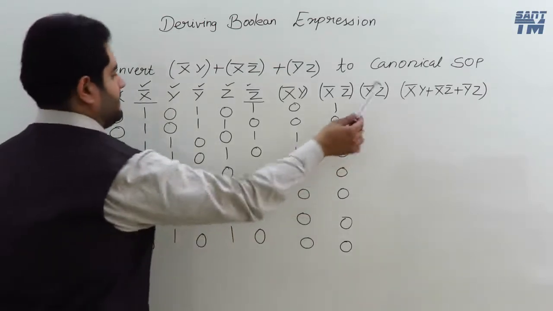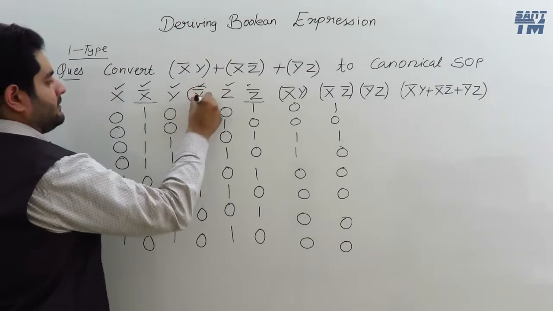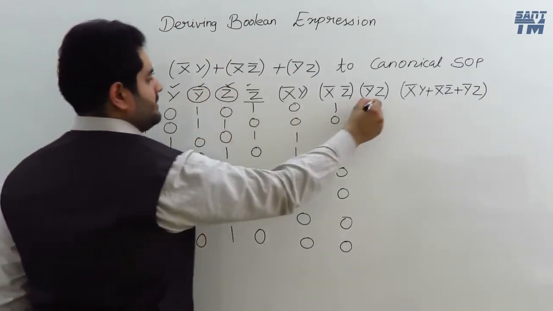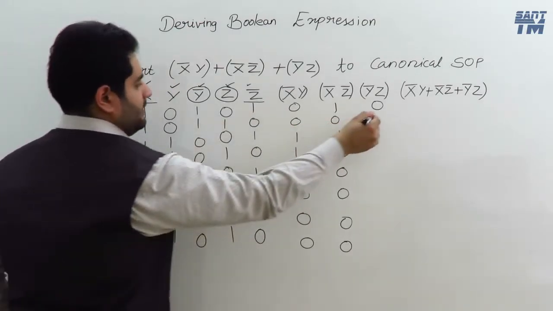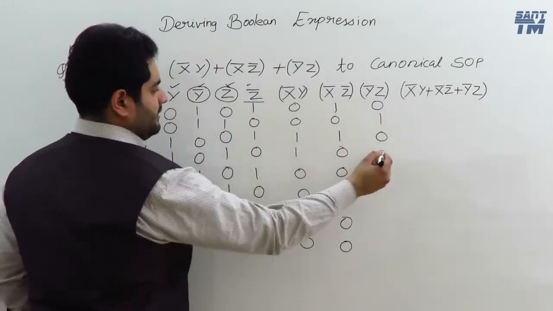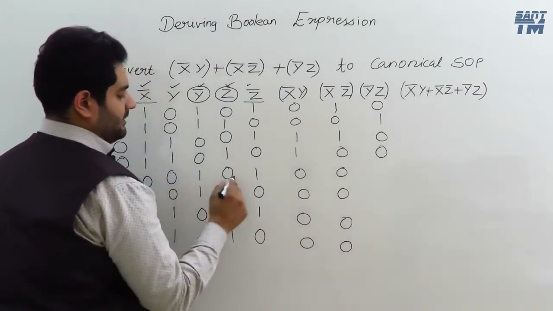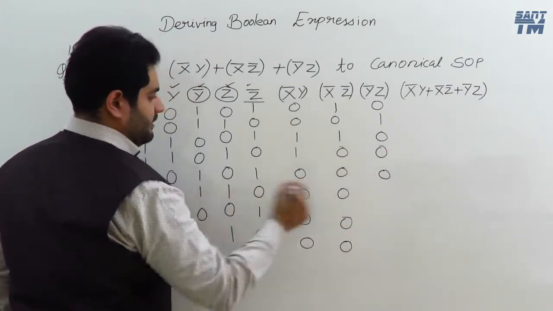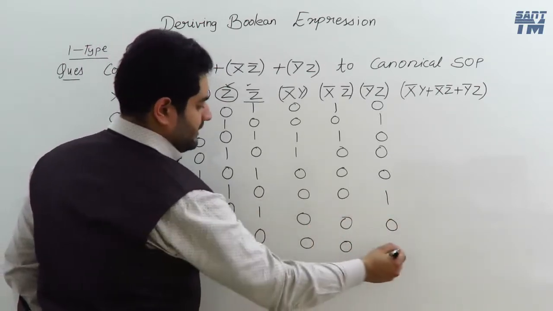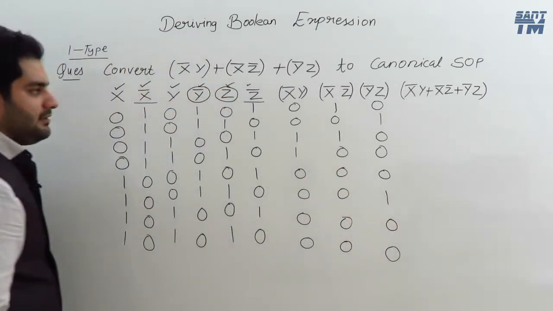Now y bar z. This is y bar, this is z. 1 into 0, 0. 1 into 1, 1. 0 into 0, 0. 0 into 1, 0. 1 into 0, 0. 1 into 1, 1. 0 into 0, 0. 0 into 1, 0. Y bar z is also complete.